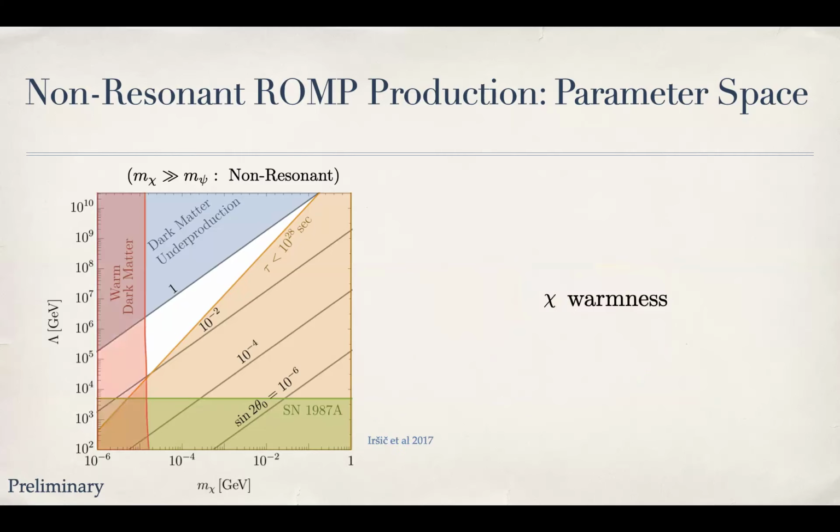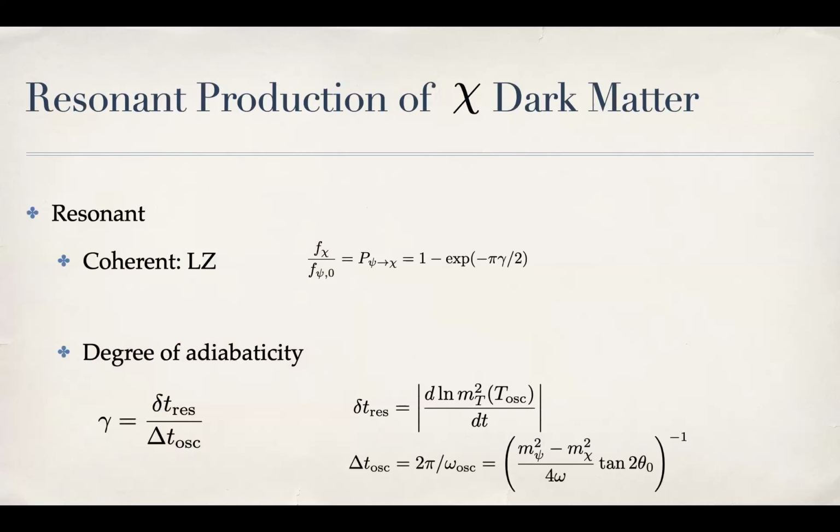Then there are also warmness bounds. If dark matter is too light, then you can distort substructure on sufficiently small scales. And so in this red region, chi is so light that you mess up small scale structure or large scale structure. Okay. Now let's talk about this resonant case, and then I'll wrap up.